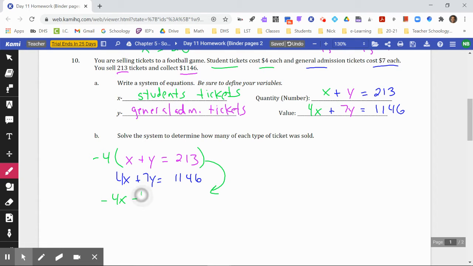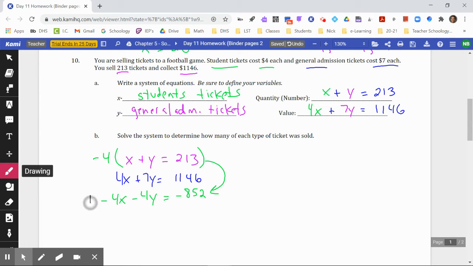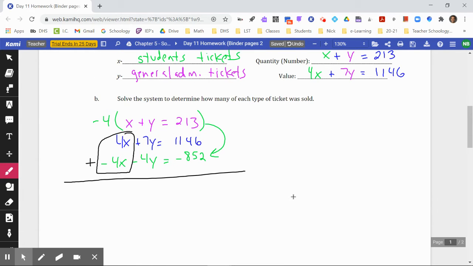So we get -4x minus 4y is equal to -852. Again, we could have done substitution here, by subtracting the x over. But to me, doing elimination seemed a little bit easier. At the end, whether you do elimination or substitution, we should get the same answer. So we're going to add these two up, and my x's will eliminate. I get 3y is equal to 294, and I divide by 3, and we get y is equal to 98.